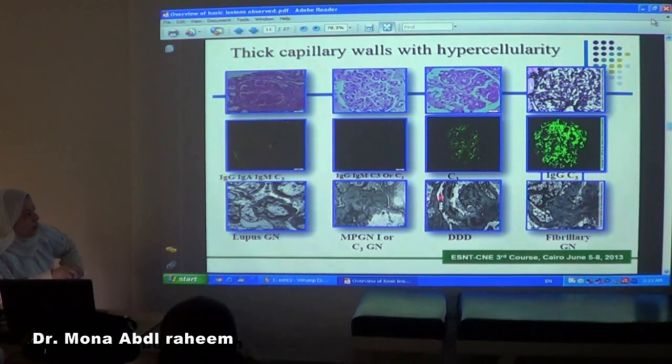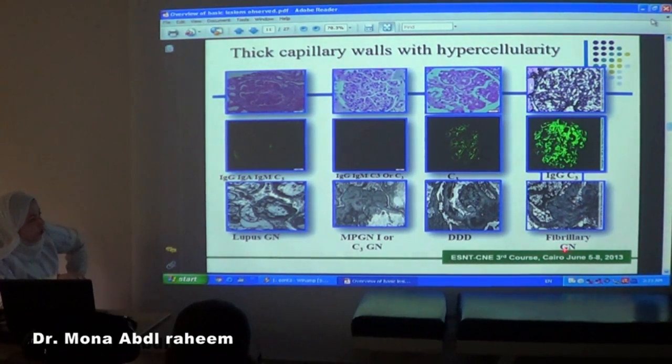This morphology of membranoproliferative glomerulonephritis can be encountered in patients with lupus nephritis class 3 and class 4. It's the same morphology and the same deposit. Lupus nephritis on electron microscopy is a disease where we can find deposits in every place. Classically, for wire loop or class 4, we find dense deposits subendothelial, but it may also be associated with mesangial and subepithelial deposits.